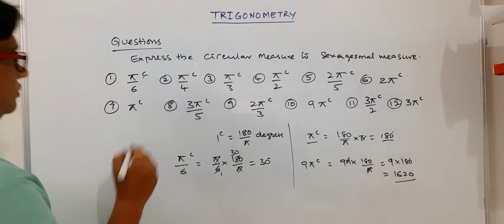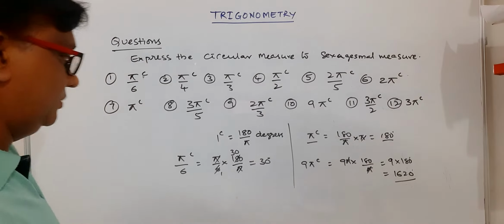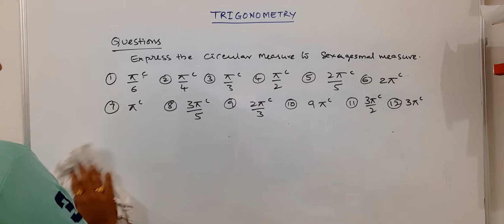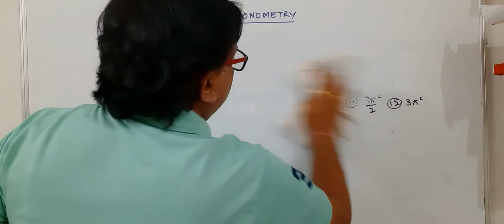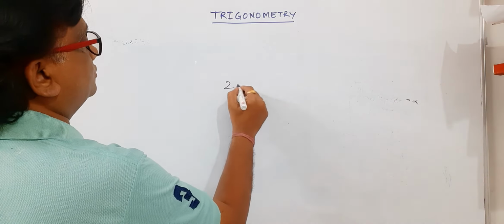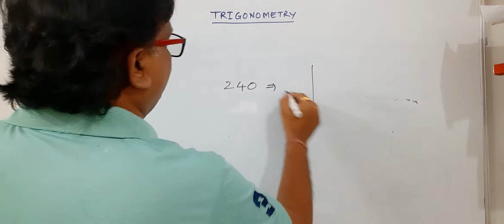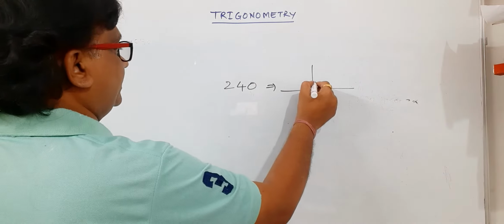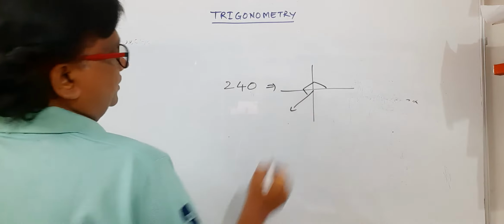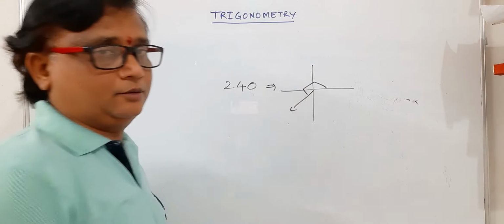For example, I am going to explain, sir, one minute. Suppose 240 degrees is there. Example, if you take 180, 1 into 180 degrees is over, so here 60 will be there. So 180 plus 60 is 240, so 240 is in this area only.